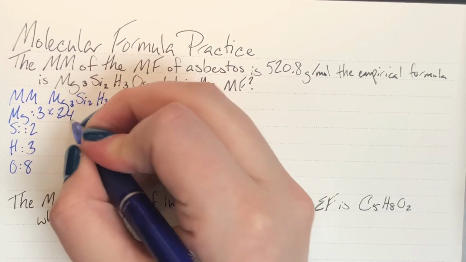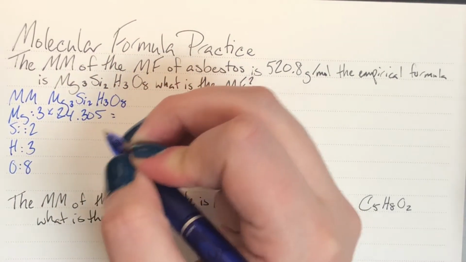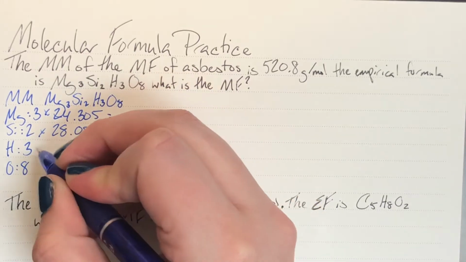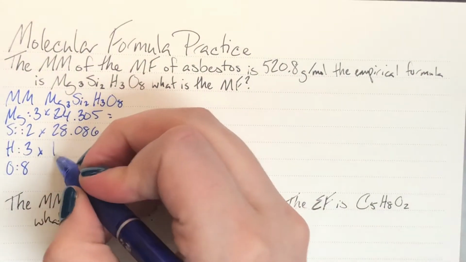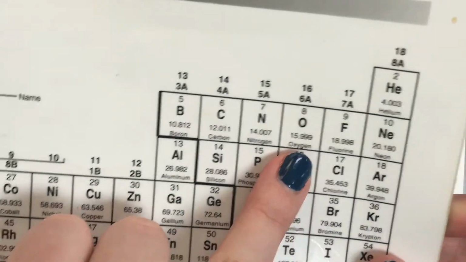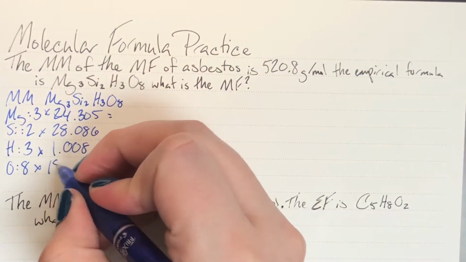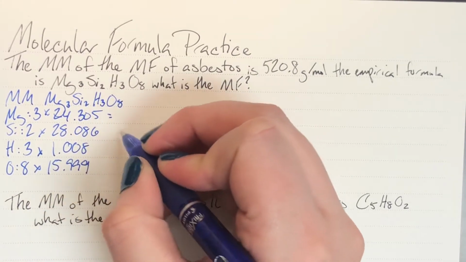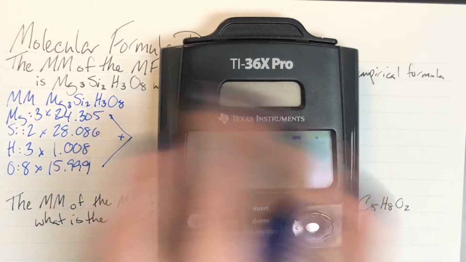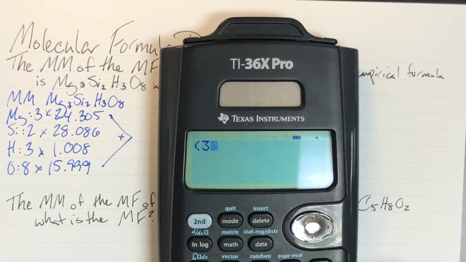24.305. And then for silicon, it's going to be 28.086. For hydrogen, it's going to be 1.08. And for oxygen, it's going to be 15.999. I'm actually not going to do these individually because I don't need to utilize each piece for a percent composition, so I'm just going to go ahead and do it all at once.